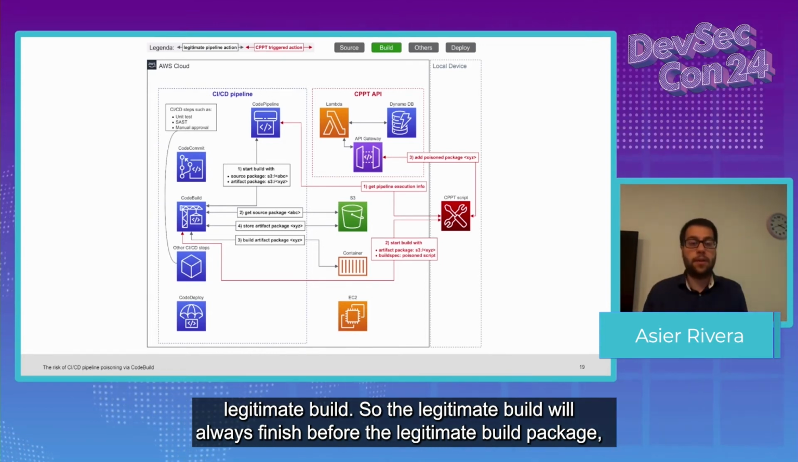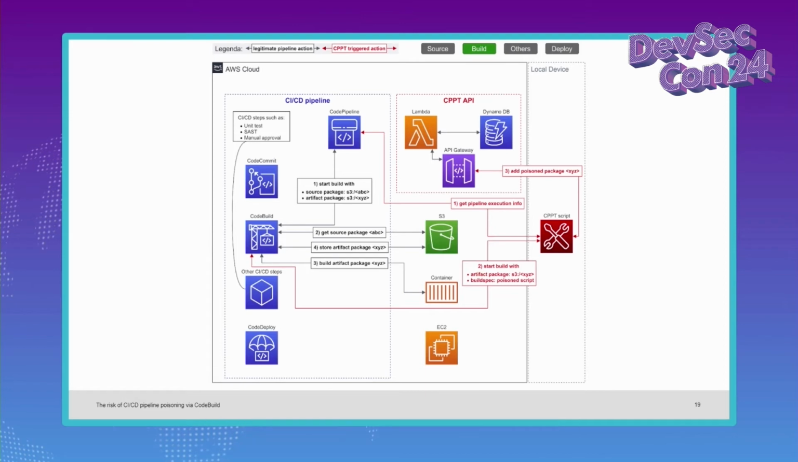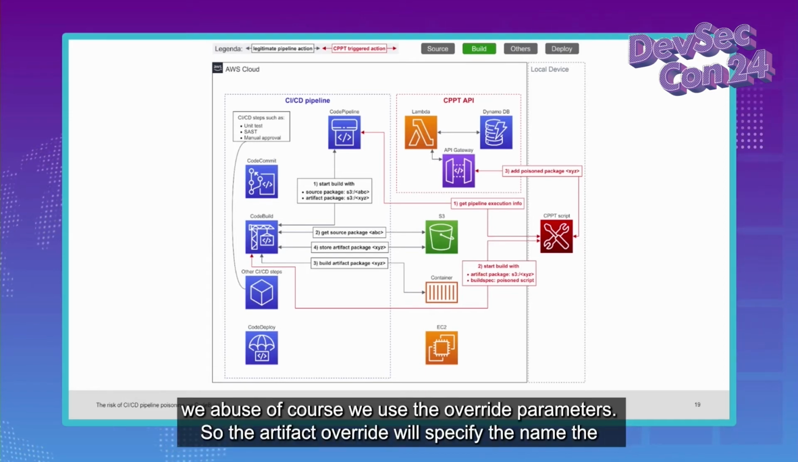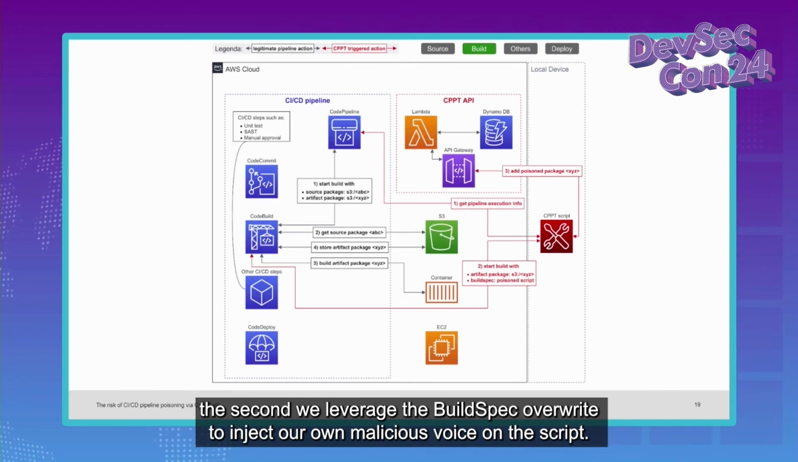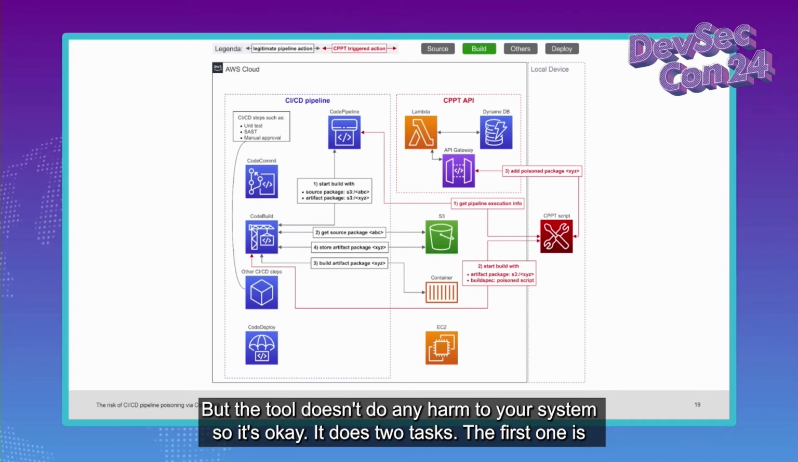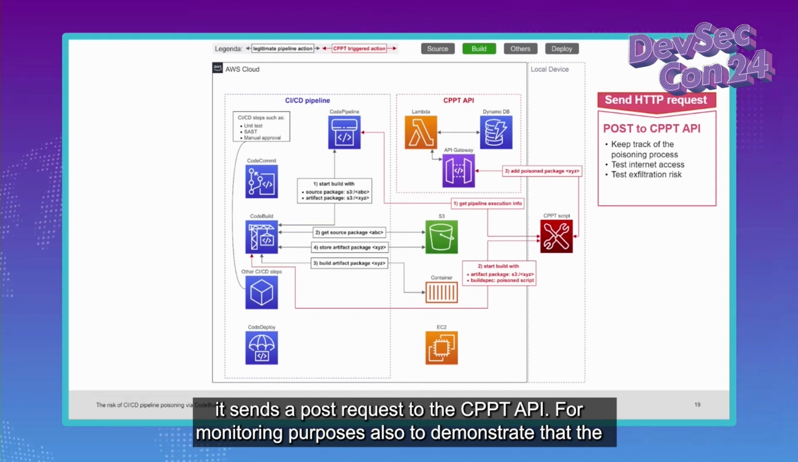The legitimate build package, artifact package will be stored in the S3 bucket, and then we will start a poisoned build. In this case, we use the override parameters. So the artifact override will specify the randomized name of the legitimate package. So when it is stored, it overrides the good one. And the second, we leverage the build spec override to inject our own malicious poison on the script. But the tool doesn't do any harm to your system, so it's okay. It does two tasks. The first one is it sends a post request to the CPPT API.